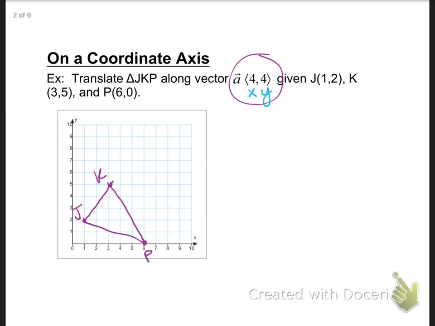So if I start with P, I go right 1, 2, 3, 4, and then up 1, 2, 3, 4. And then that's going to be my prime set, so that I know that I'm talking about a different set and not my original. If I go from K, I go right 4 because that's my X value, 2, 3, 4, and then up 1, 2, 3, 4. And then I label him K prime. Then from J, 1, 2, 3, 4, 1, 2, 3, 4, and J prime, so that I know that that is my translated set.